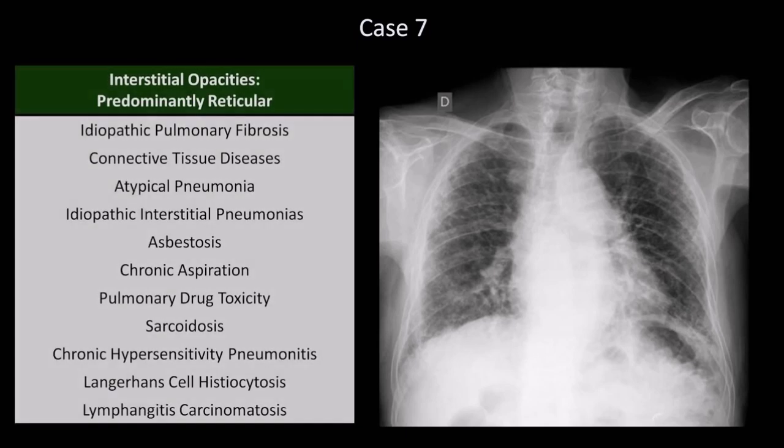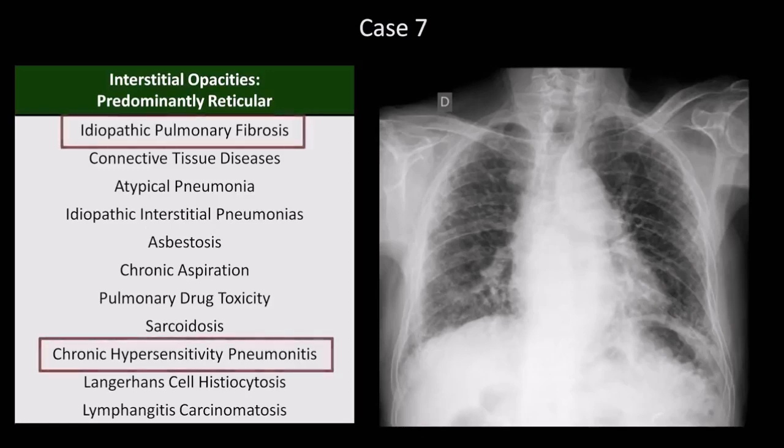Here's the differential diagnosis of predominantly reticular interstitial opacities. This patient has a slight subpleural predominance of the opacities, which mostly suggests idiopathic pulmonary fibrosis, hypersensitivity pneumonitis, and rheumatoid arthritis-associated interstitial lung disease. Since there is no mention of a history or exam findings suggestive of RA, either IPF or hypersensitivity pneumonitis are the most likely diagnoses.